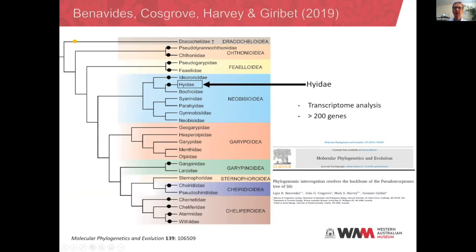This is a molecular phylogeny based on a transcriptomic analysis. We filtered out about 200 genes to produce the bulk of this phylogeny. There are a couple of tips here that have been added based on morphology where we didn't have transcriptomic data available. And I'm going to be talking on the family Hyidae here today. All of those clades that are marked in with black circles here on the family terminals are those that have been recovered from Cretaceous ambers, particularly Burmese ambers so far. So we've got pretty good coverage, at least in the fossil record.